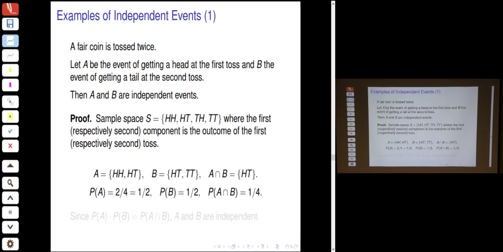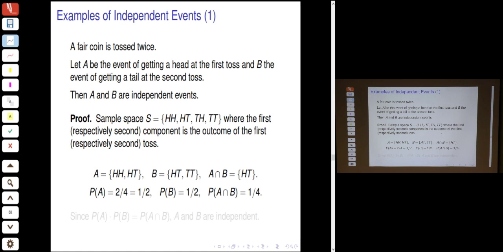Okay, A is the event of getting a head at first toss. So A is this, HH and HT. The first two items belong to event A. Now B is the second two items, right? B is getting a tail at second toss. So it's HT and TT, right? So these are B. So there's an intersection, which is HT. First time you get head, second time you get tail.